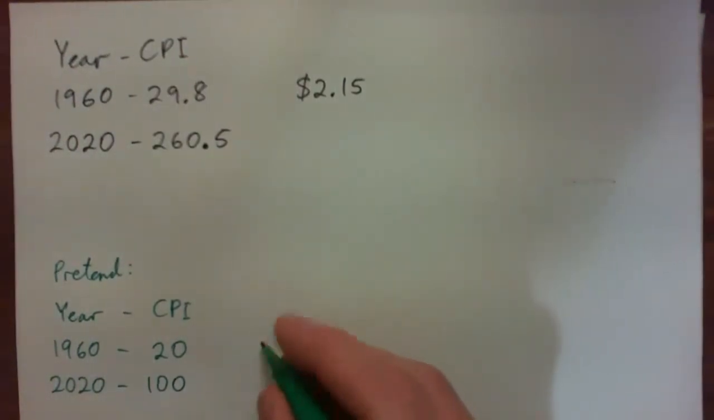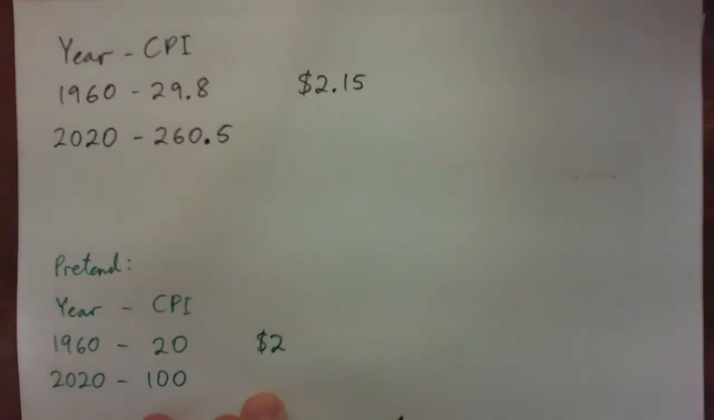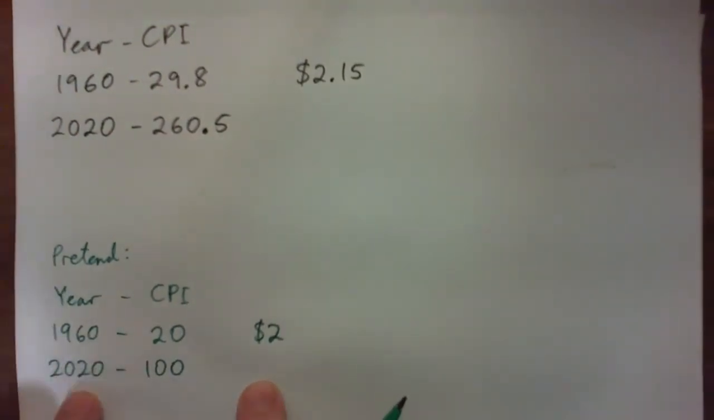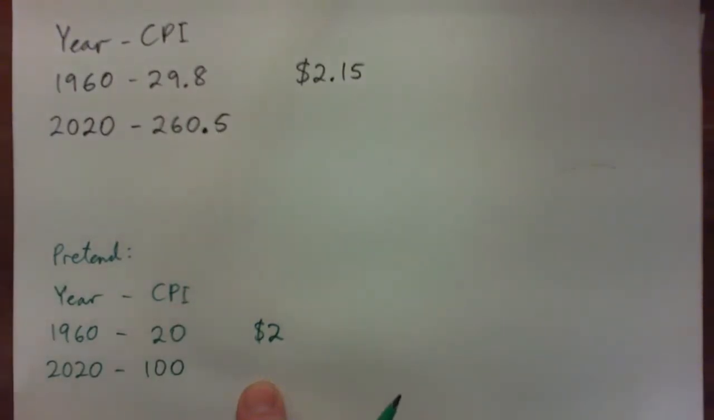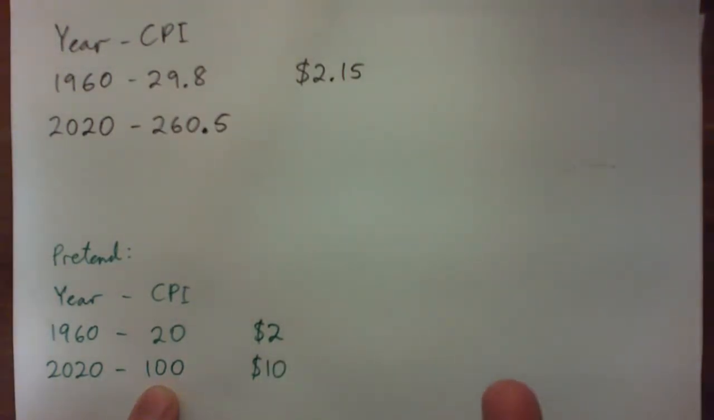And let's say that the wage in 1960 was $2 an hour. Can you tell me off the top of your head, what do you think the wage should be in 2020 to keep up with inflation? So see if you can figure this one out. It would be indeed $10 an hour. Doesn't that make sense, right?